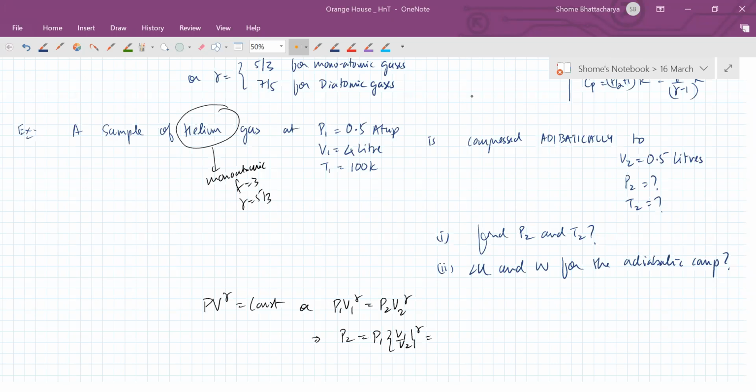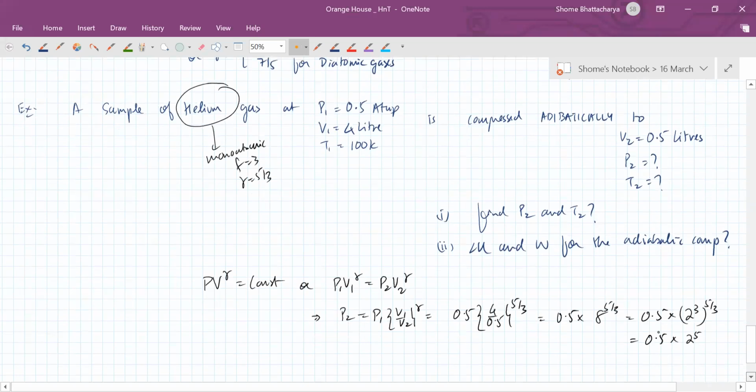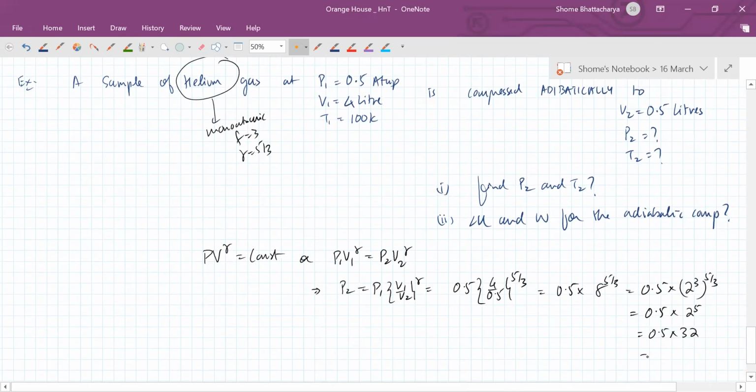Okay. So 0.5 atmospheres multiplied by the volume ratio, what is the ratio? V1 by V2 is 4 upon 0.5 or 8 to the power 5 by 3. So 0.5 into 8 to the power 5 by 3. Now 8 can be written as 2 cube. So that will become 0.5 into 2 to the power 5. So that's 0.5 into 32 or 16 atmospheres. So very good, that's correct. So the pressure is 16 atmosphere.